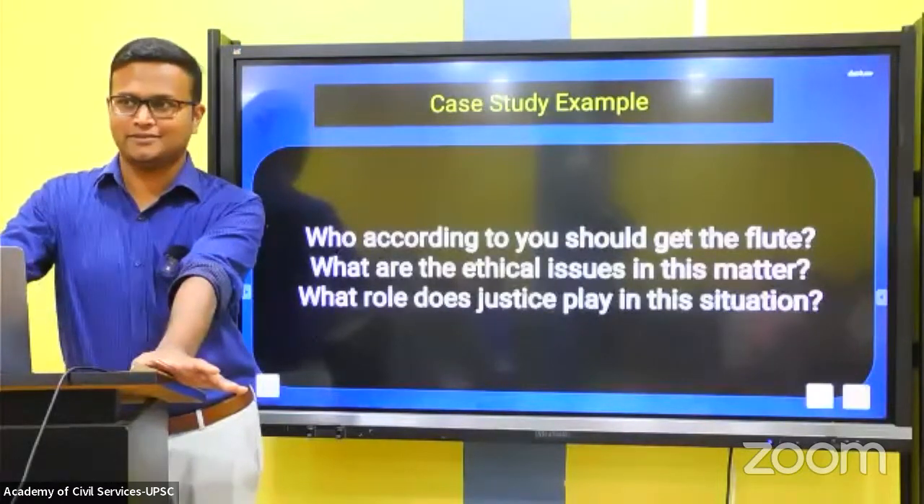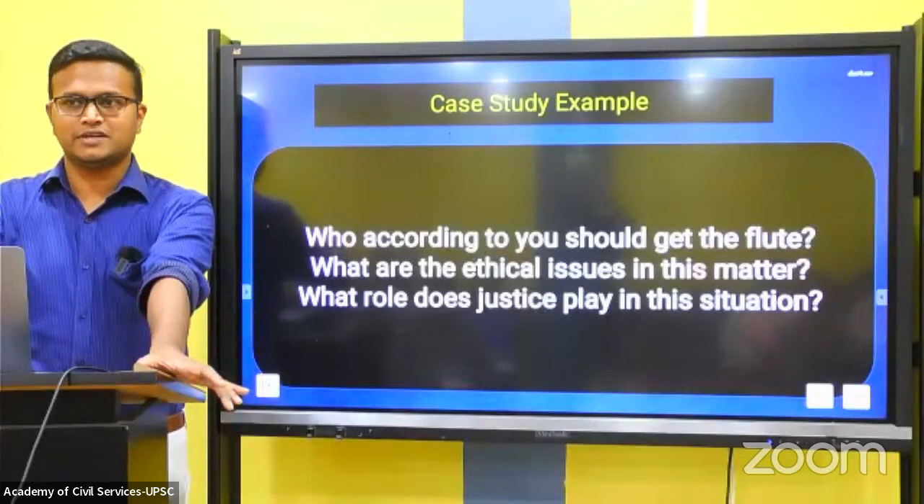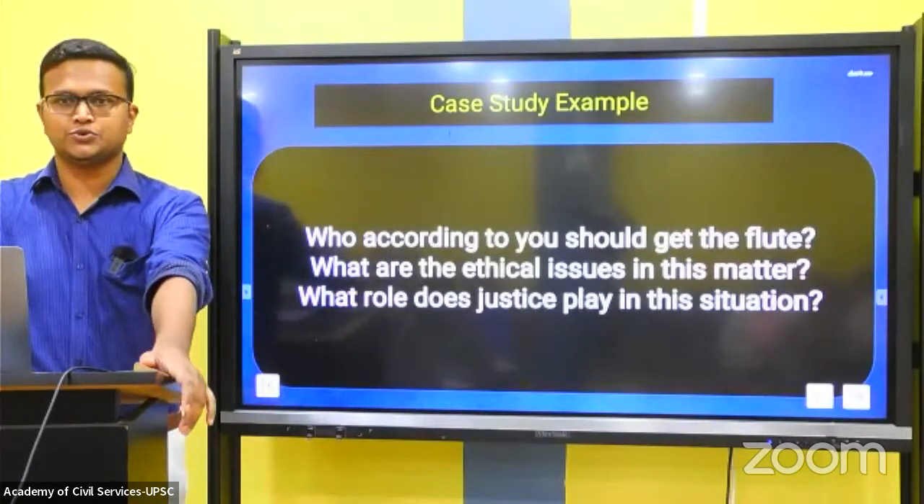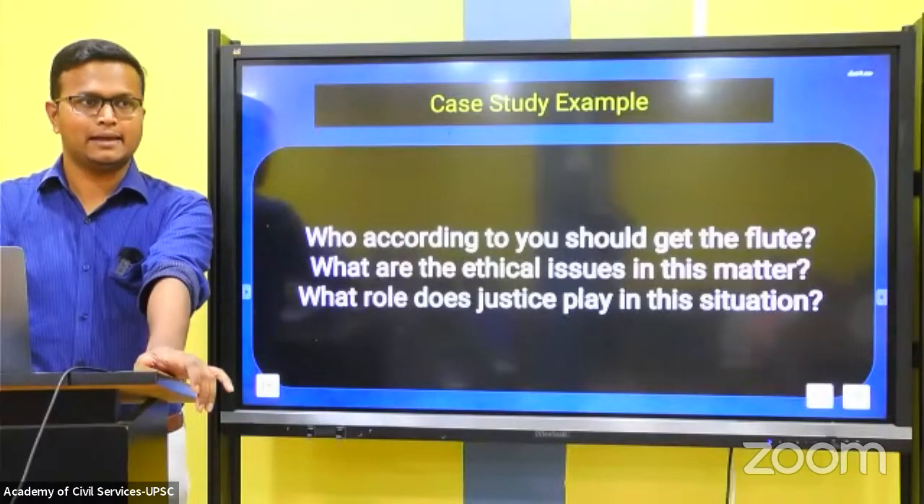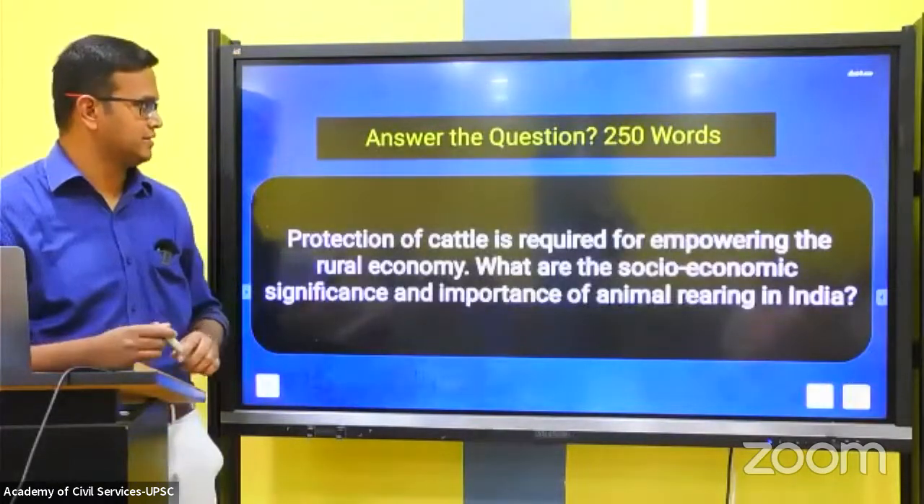Remaining things are coming later. Justice for the second person should be that he can purchase it. Justice for the third person can be that he can apply for a government scheme and get it. What are the ethical issues in this matter? There is an ethical dilemma in this matter. What is an ethical dilemma and all other matters we will discuss in class.